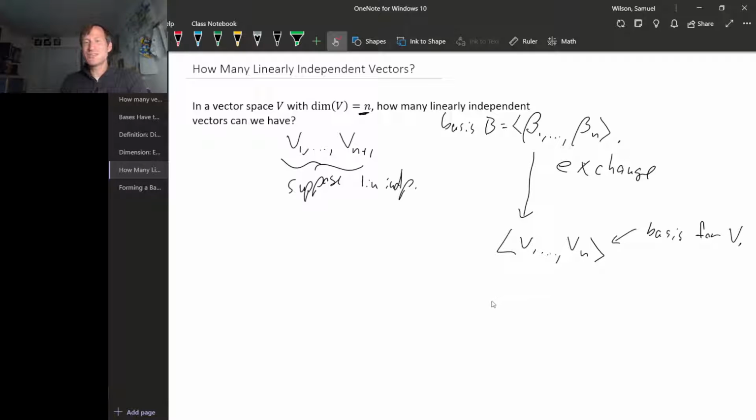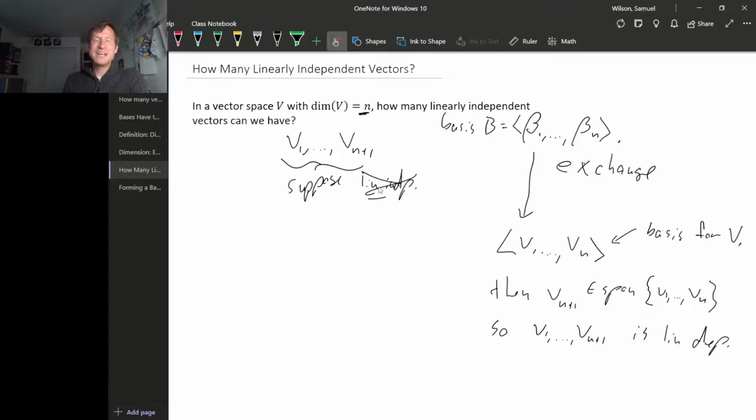Well, look, if this is a basis for V, then v sub n plus 1 is in the span of v1 through vn. And if v sub n plus 1 is in the span of the rest of them, that means v sub n plus 1 is linearly dependent on these v's. And that means that v1 through v sub n plus 1 is linearly dependent. Right? So that contradicts what we assumed. So our assumption must have been false, right? If we have more vectors than dimensions, they have to be linearly dependent.